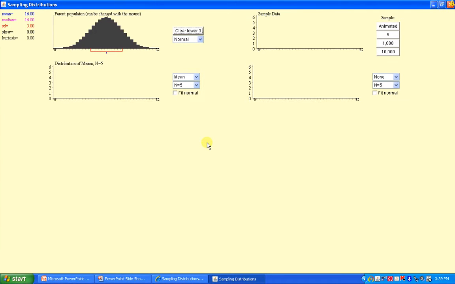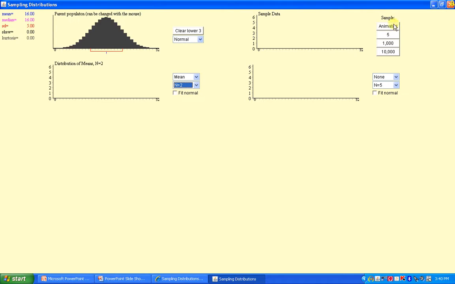So suppose we had this population here. It's normally distributed. The mean is 16. Notice it goes from 0 to 32. And the standard deviation is 5, which means the typical difference from the mean is 5. This is 5 here, 5 here. This represents one standard deviation, the middle 68% since it's normally distributed. Let's start off with n equals 2 here.